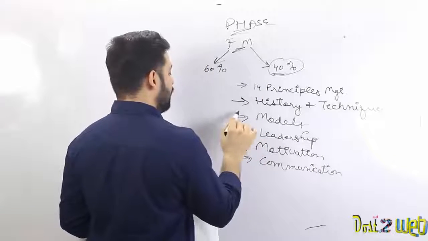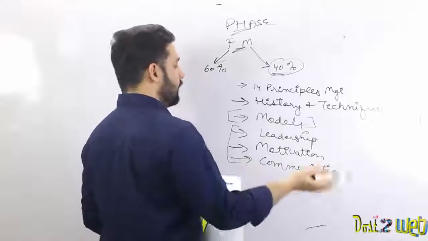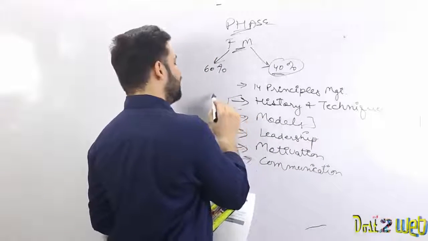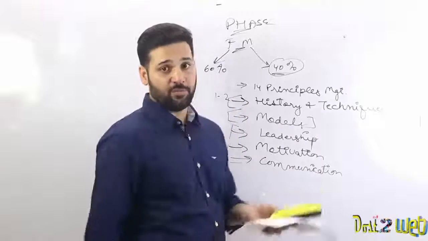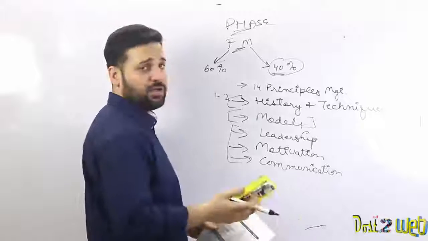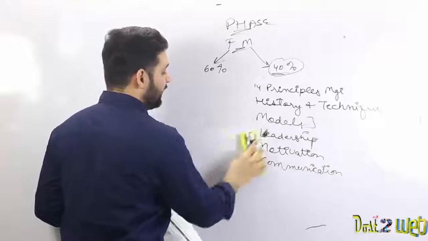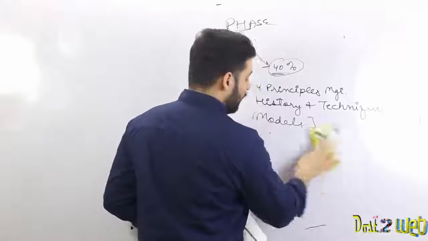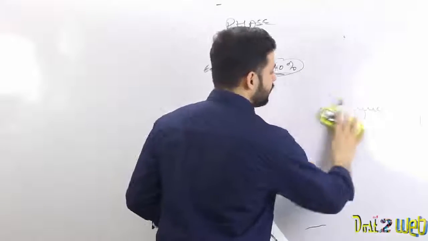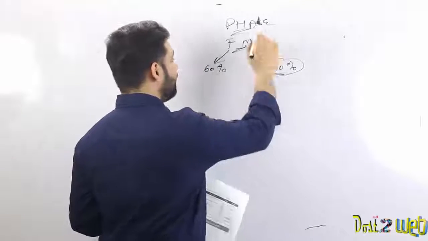So these are the important chapters. The models are scattered all around the Principles of Management book. History and techniques is mostly the first or the second chapter of the book. So we are going to start with the history of management, right? And we'll start with the various management techniques. So we are going to start the classes by Monday, right? So join the classes. So this is the 40% of the part that is from management.